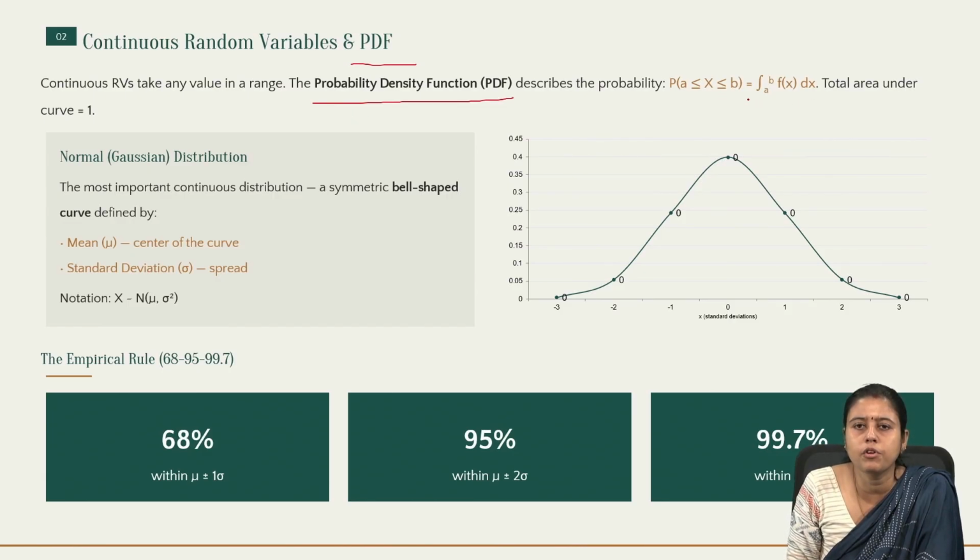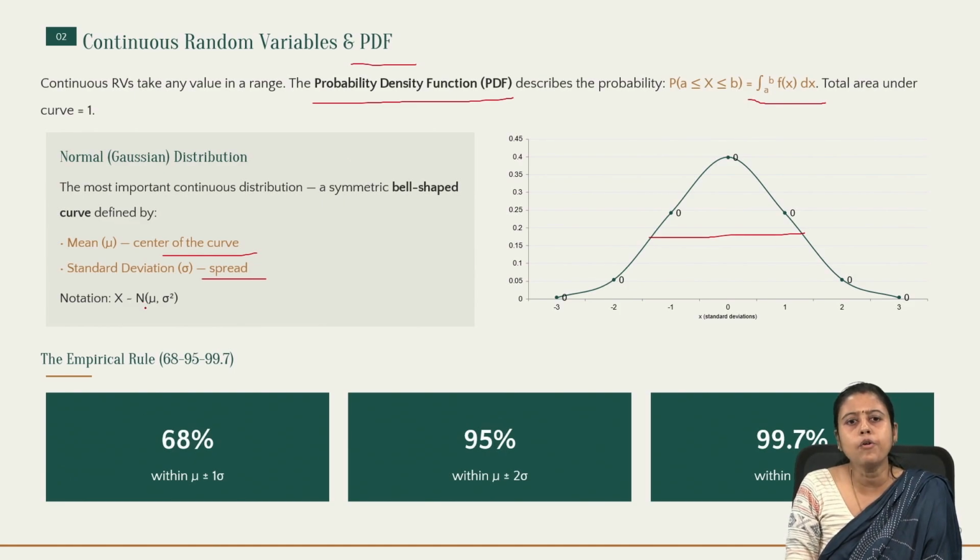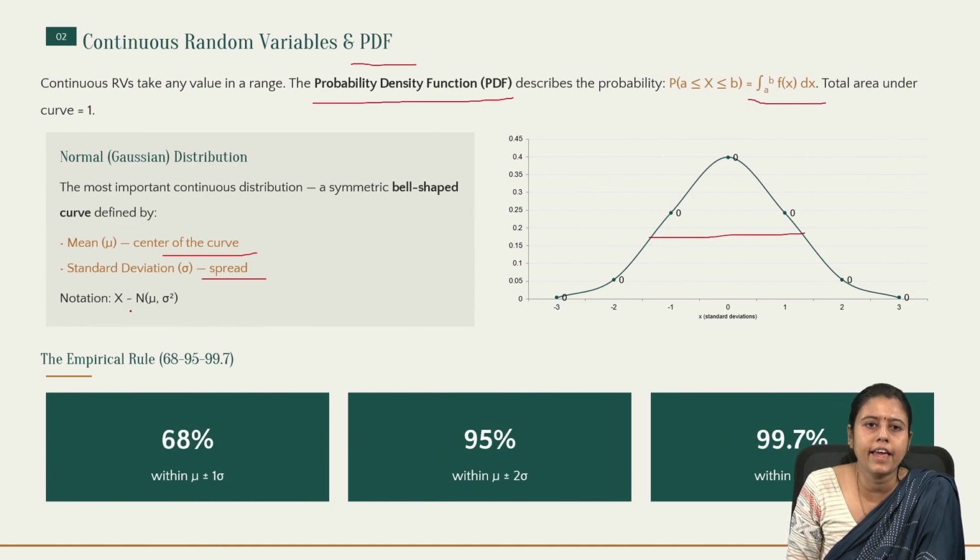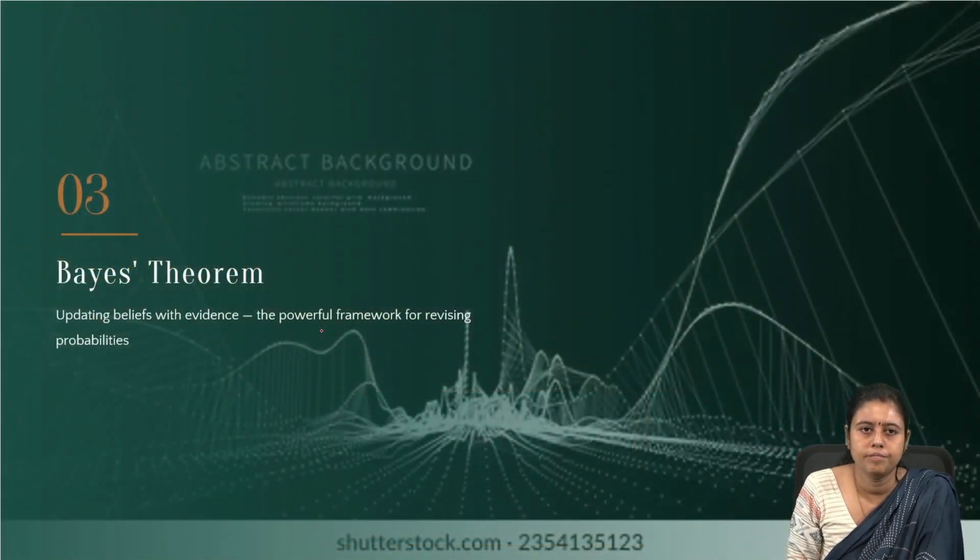And what is the formula for the probability distribution function? As this is a continuous domain, we can write the integration from a to b of f(x) dx. What is the mean? The mean is the center of the curve. And what is the standard deviation? Standard deviation is the spread of the curve. And how are we writing this? We write X ~ N(μ, σ²).